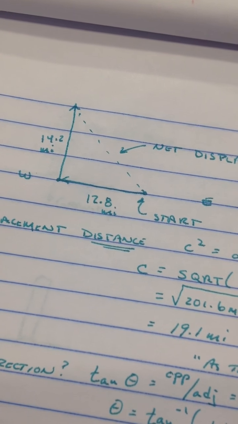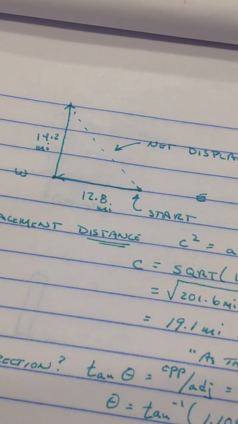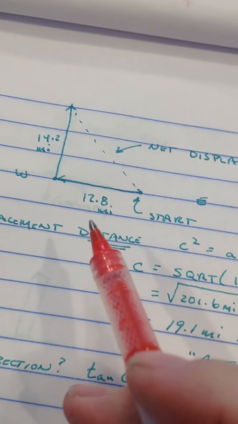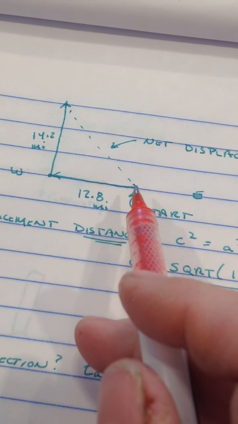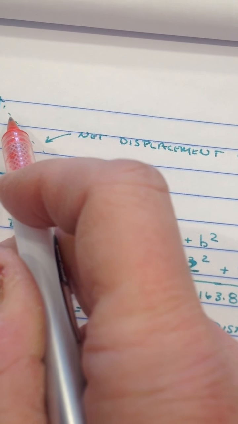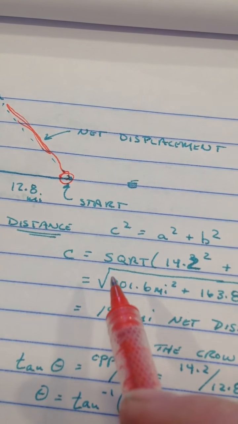If all that manipulation of signs didn't make you sick, I don't know what will. Now I have a final sort of triangle that summarizes what I've actually done. I went 14.2 miles north. From my start point, I went 12.8 miles west from my start point. This line here is my net displacement line from my start point here.